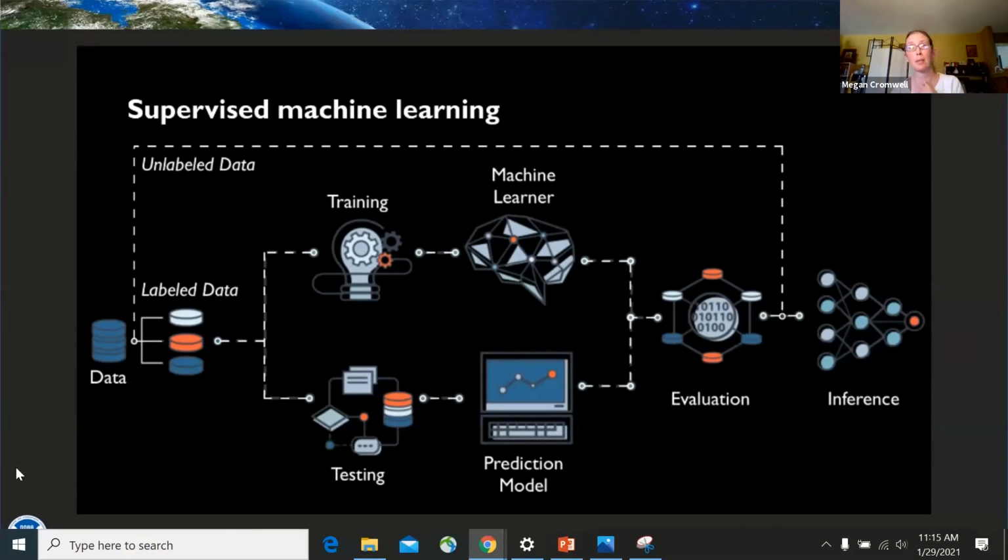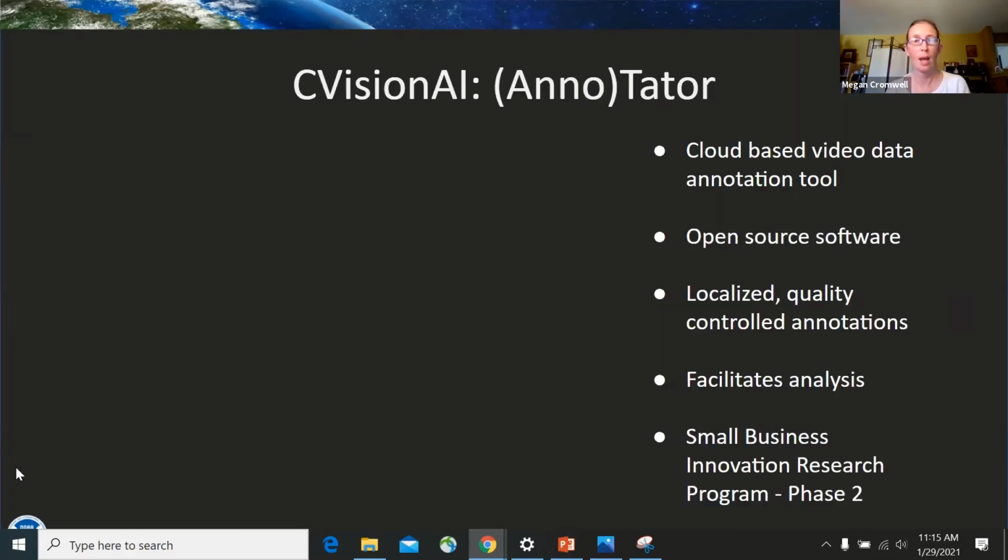Our biggest issue, particularly with oceanographic data, is that labeled data. CTube lets us label data, but it doesn't let us tell the algorithms what in that piece of video or image is actually what we're talking about.